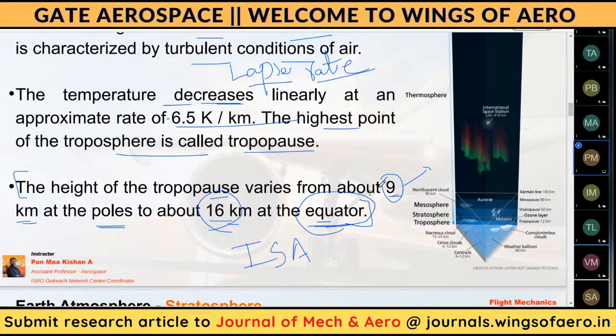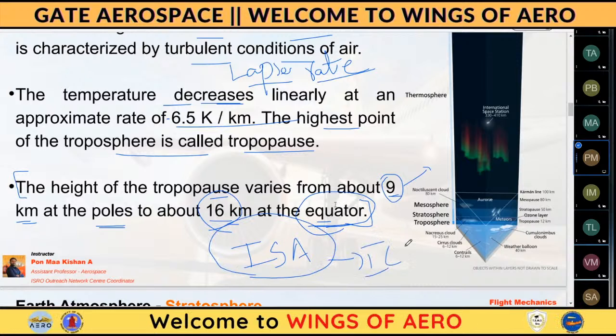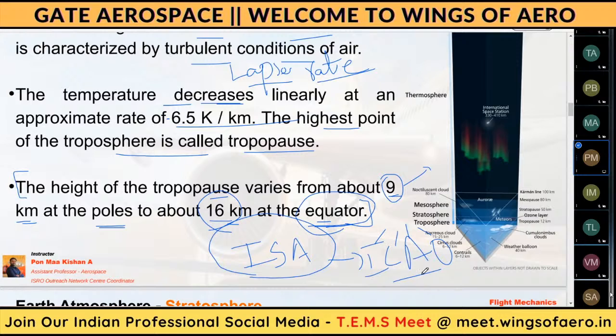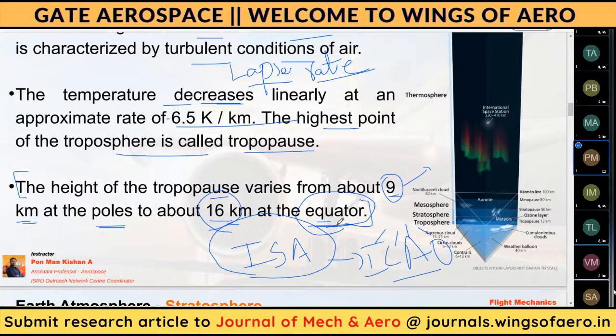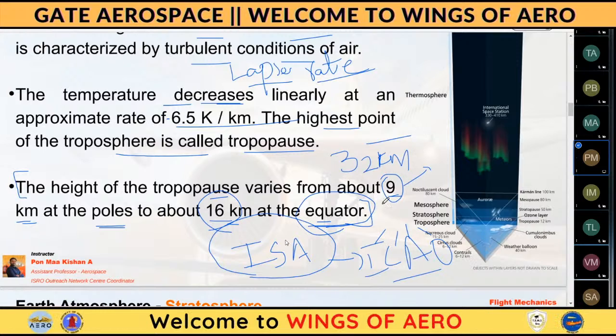Previously, the countries chose their own standards, but when it comes to international standards, there is an organization called the International Civil Aviation Organization, ICAO. They are the ones authorized to fix international standards. So up to 32 kilometer, the pressure, density, and temperature, those factors are determined by ICAO.